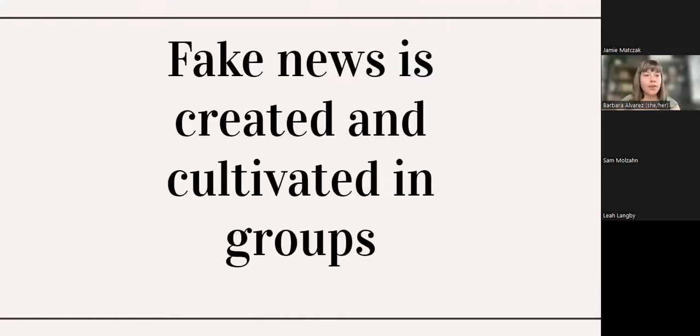Okay, so the next slide talks about how fake news is cultivated and created in groups. That's why it's really important for libraries to be aware of what's going on in their communities, because it's happening in our communities. It's happening in the groups that people participate in, whether they're virtual groups or in-person groups, because people are looking for that sense of community. So that's why we need to be aware that fake news thrives in groups, because people want community. People want to be understood. People want to be heard.